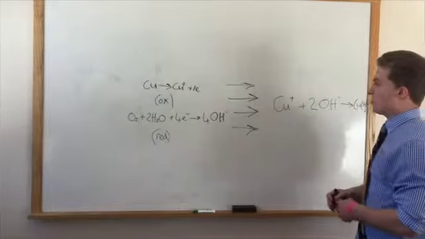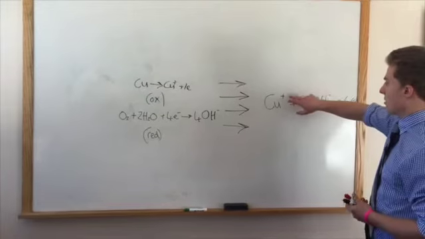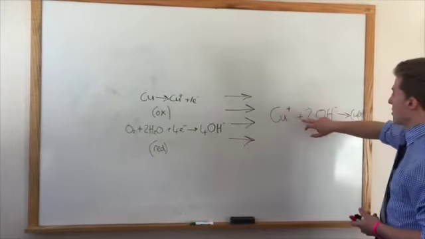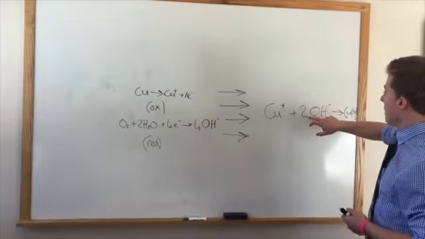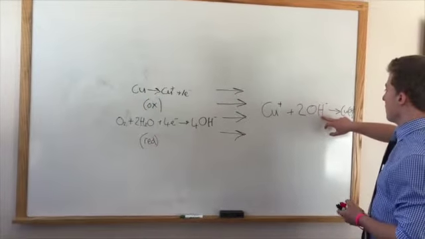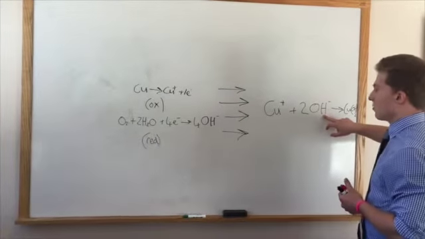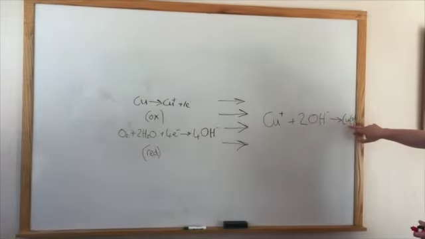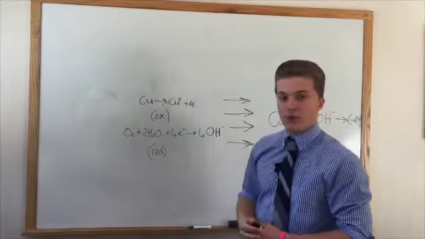So over here, when the two combine, they form Cu plus because the oxidation is loss, so it becomes positive, and 2OH minus because the oxygen is gaining electrons. So that goes to CuOH2, and that's when rust is formed.